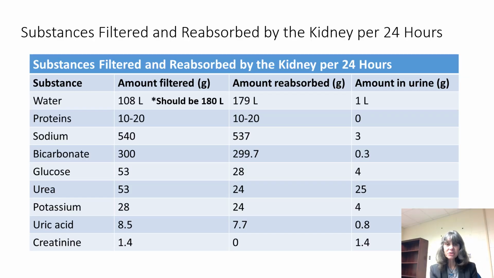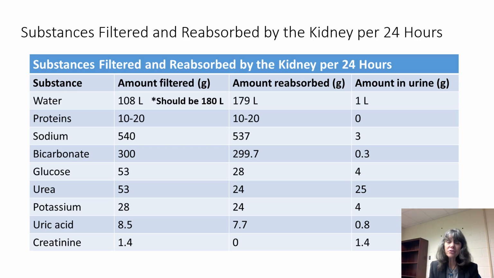This particular slide shows us the amount of substances filtered and reabsorbed by the kidneys in a 24-hour period. The first line that talks about water is measured in liters. Everything else is measured in grams. So with water, we should filter approximately 180 liters per day. That 108 is a typo and I could not fix it. And then the amount of water that's reabsorbed is going to be approximately 179 liters per day with a net output of 1 liter per day approximately. And of course that's all dependent upon intake.